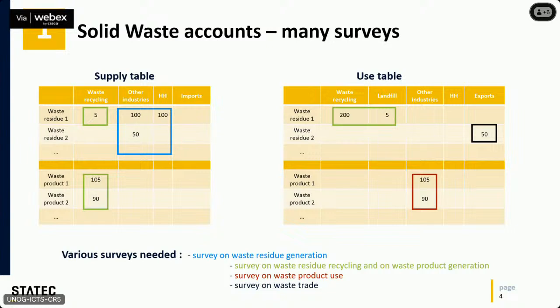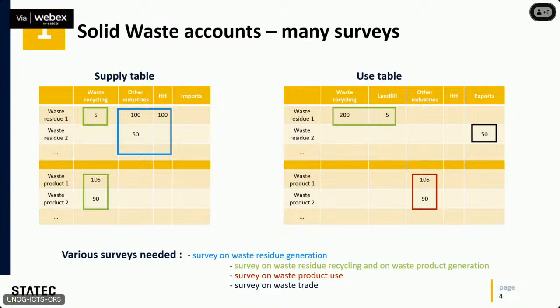Now, obviously, to produce this, we discussed this in the previous presentation. A number of inquiries and surveys are necessary. So, as I say, several surveys are necessary. Now, in Luxembourg, we have, first of all, a survey on waste residue generation. You'll see that in blue on the graph, and that fills some of the supply table.